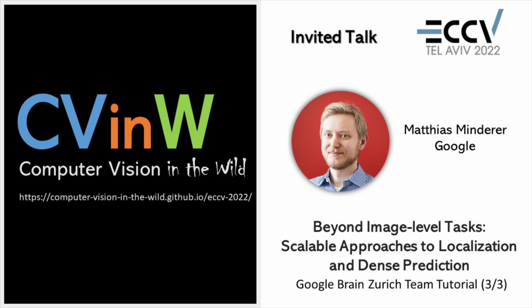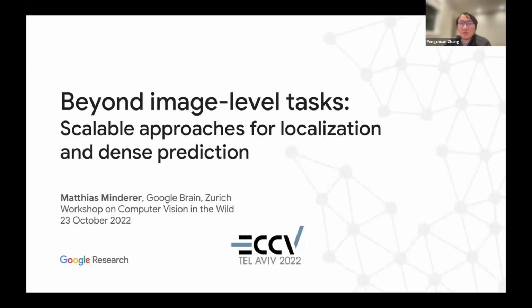Now we have Matthias, also from Google Brain Zurich. Matthias is a research scientist at Google Brain Zurich. He received his PhD degree at Harvard University with Christopher Harvey. Before that, he studied neuroscience at ETH Zurich and biochemistry at the University of Cambridge. So today, Matthias will talk about beyond image level tasks, scalable approaches for localization and dense prediction.